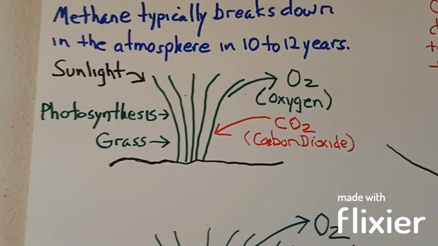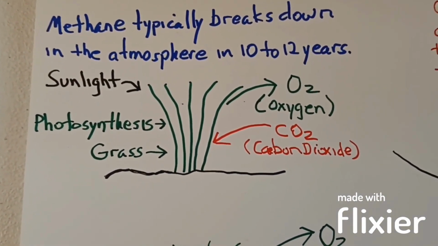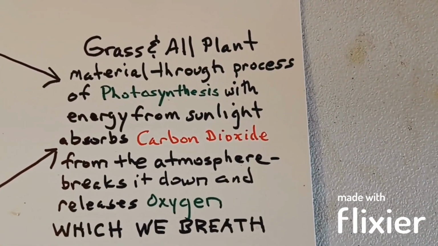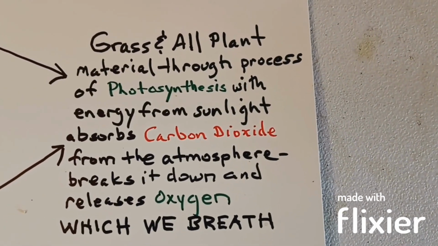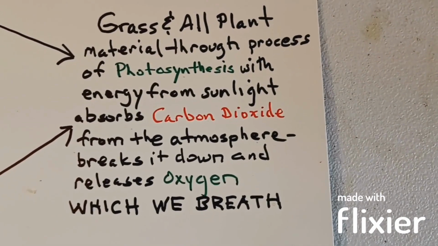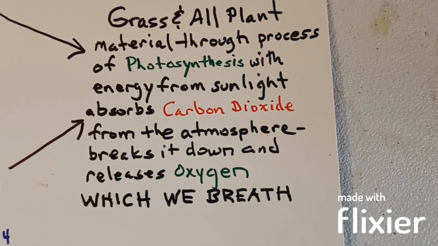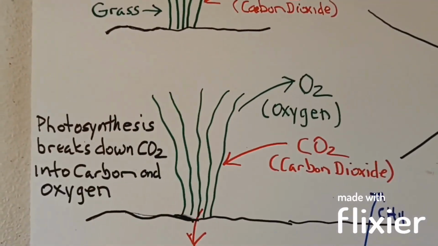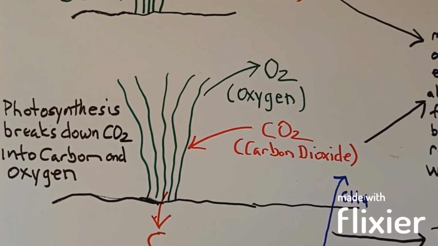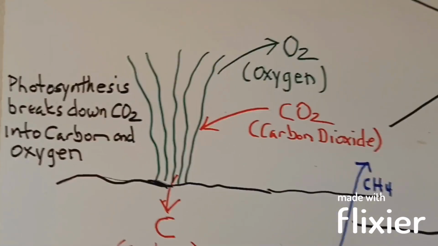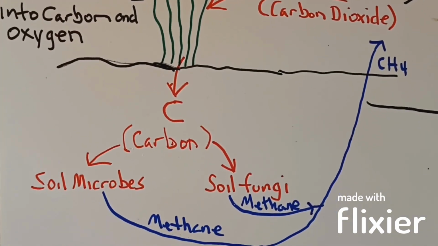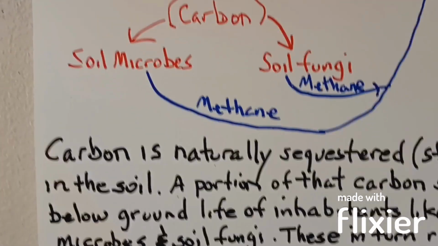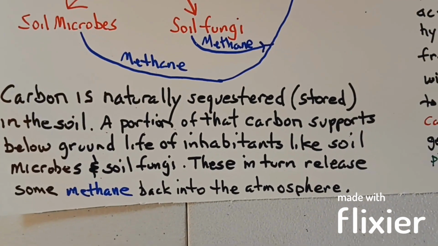But there's an interesting dynamic called photosynthesis in sunlight. So all grass and plant material, through the process of photosynthesis with the energy from sunlight, absorbs carbon dioxide from the atmosphere, breaks it down, and releases oxygen, which we breathe. You probably agree that's extremely important. But if we look at that dynamic of photosynthesis, oxygen release, carbon absorbed, the carbon that's absorbed goes into the soil profile under the ground, and it really is important for the soil microbes and fungi. So carbon is naturally sequestered, stored in the soil.